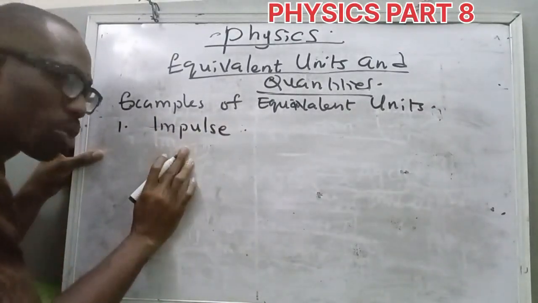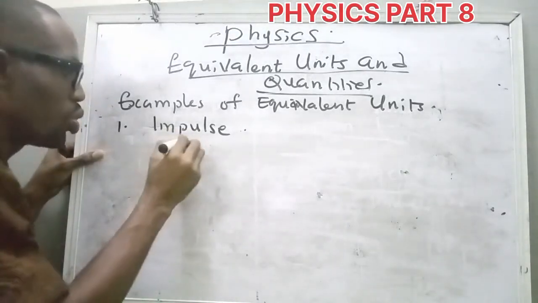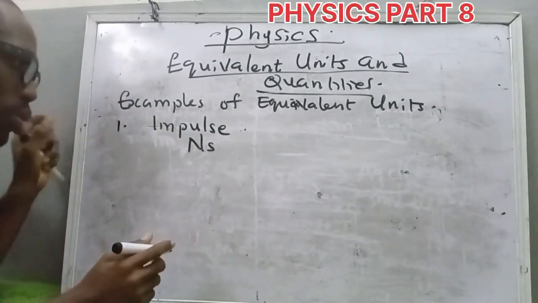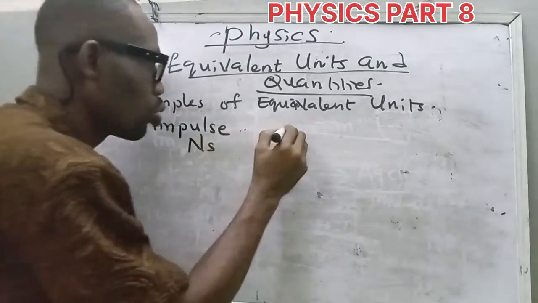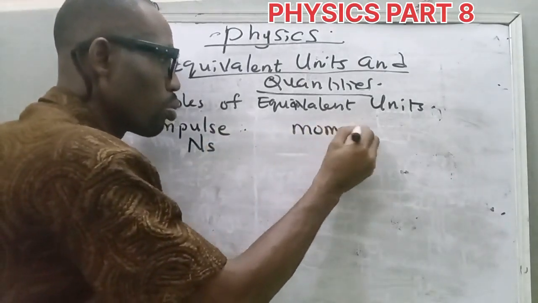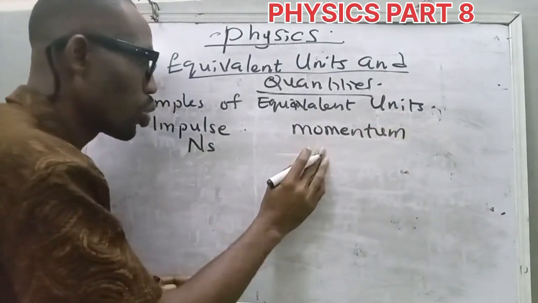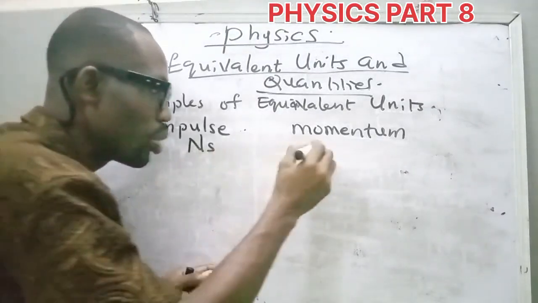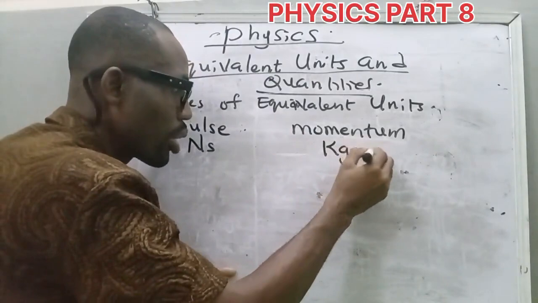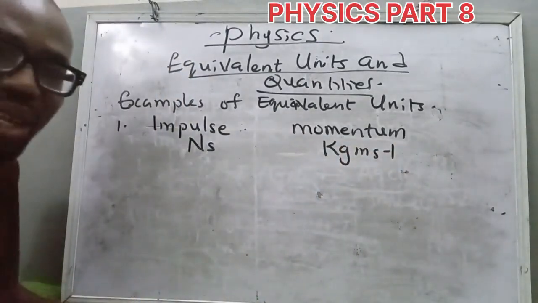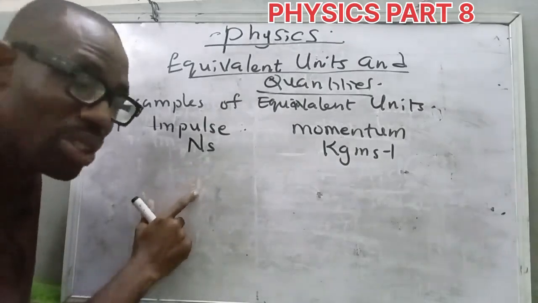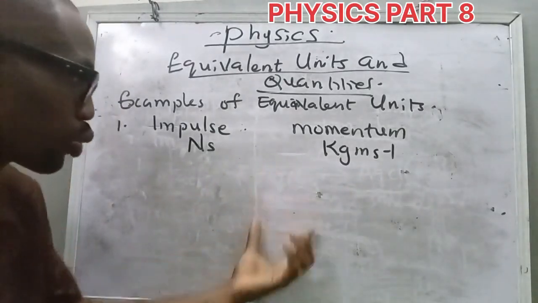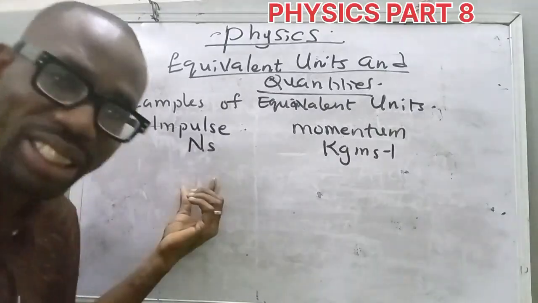Impulse, its unit is newton seconds. And then we have momentum. I'm going somewhere. Momentum is also the same thing with this, but momentum, we can write it this way: kilogram meter per second. Now look at this now. The reason why I said I didn't want to tabularize is because if I tabularize it, I might not be able to explain and prove to you why this and this are the same.